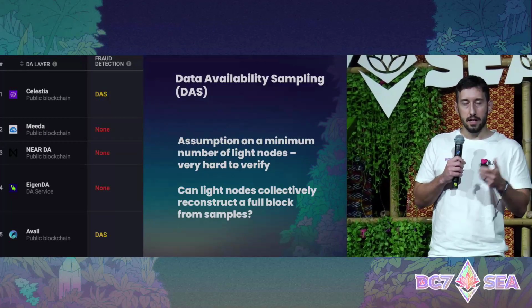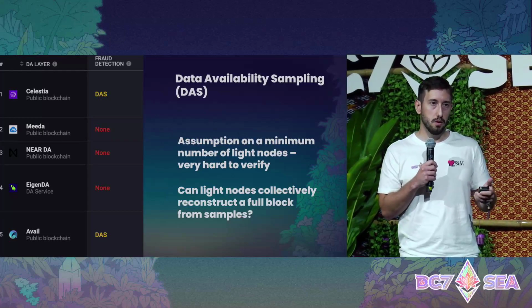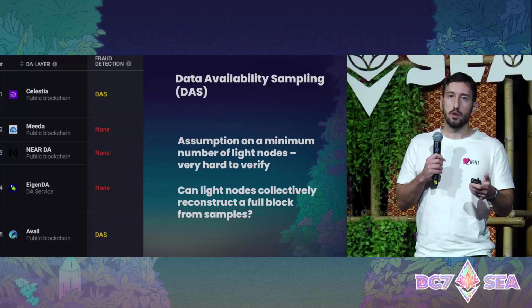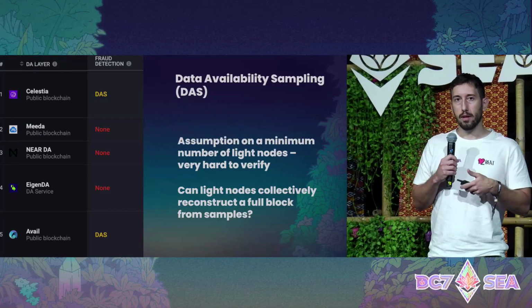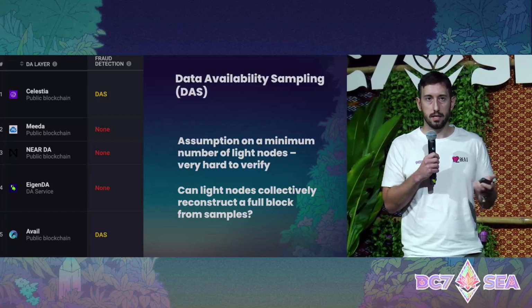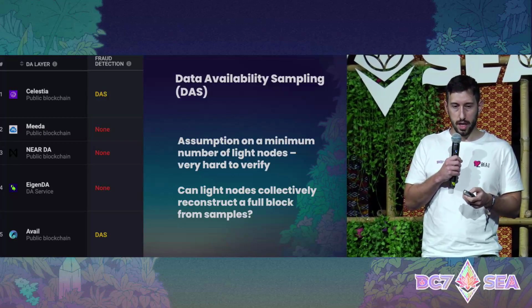And another thing that is very hard is the block reconstruction protocol. Once these light nodes sample all the data, you want them to be able to communicate peer-to-peer and reconstruct the full block, so data is not lost. And this is still under development for most projects today.